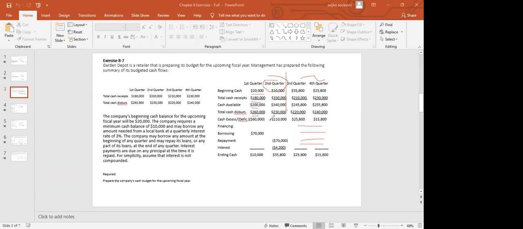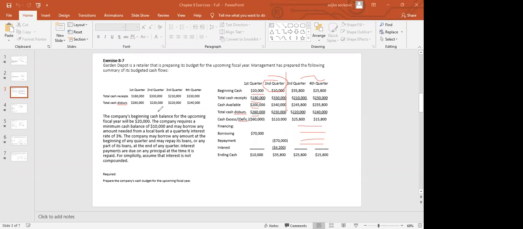Now, there might be some items somewhere like depreciation or something. So, you know, you should not deduct this. I mean, you should not include this in this cash. This is an expense, but it's not a cash outflow, right? So that's something to keep in mind.